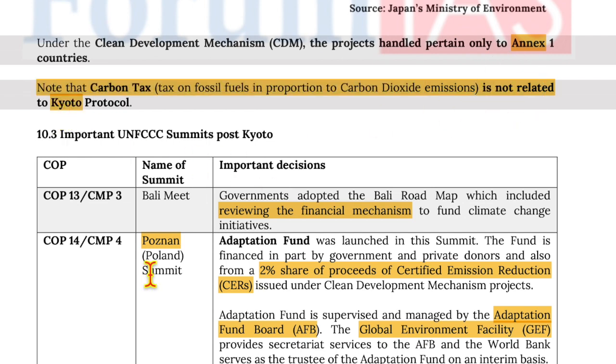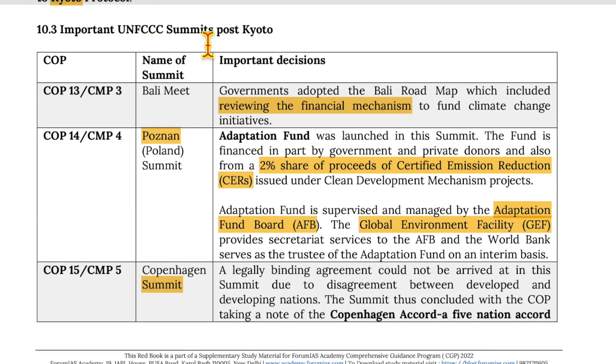Not related. Moving on, some of the important UNFCCC summits post-Kyoto are COP13, that is the Bali Meet. Here the government adopted the Bali Roadmap, which included reviewing the financial mechanism to fund climate change initiatives. COP14, we have Poznań, that is the Poland Summit. The Adaptation Fund was launched at this summit.